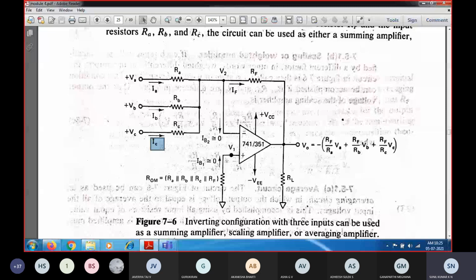Since the non-inverting terminal is held at ground potential, the current IF will be minus V naught divided by RF.